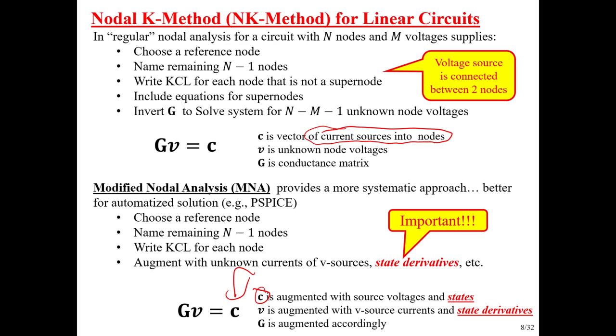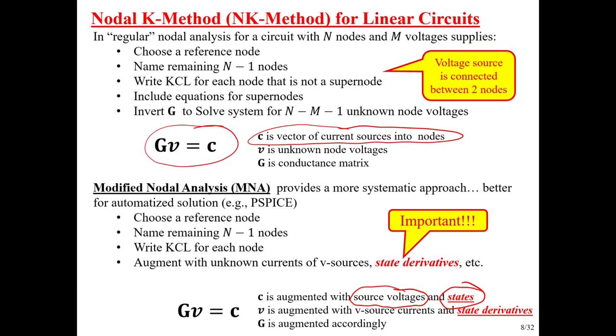So if there were no current sources, we would have only zeros in C. Well, now in addition to zeros for places where there's no current sources and any numbers other than 0 where there are current sources, we're going to include in C new elements that will be source voltages and states. So interesting. Now C, which was exclusively a current, so that this made sense from an Ohm's law point of view, now has mixed things in it.